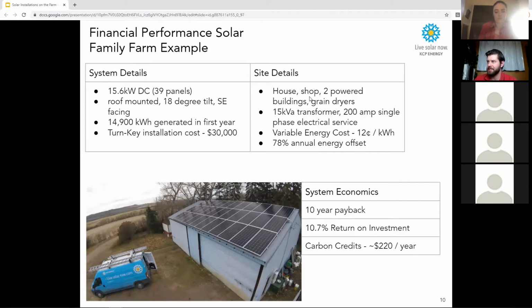There are some site details here. They've got a house, shop, a couple of buildings, a 15 kVA transformer, and 200 amp service. Their variable cost of energy was 12 cents per kilowatt hour. And this system offsets 78% of the farm's annual electricity usage. From the economic side, it's going to take 10 years to pay the system back, which is about a 10.7% return on investment. And that farmer is eligible for about $220 per year in carbon credits. So not a terrible investment, considering some of the investments you could make in other long-term RRSPs or mutual funds.